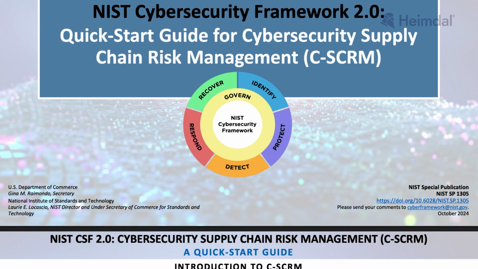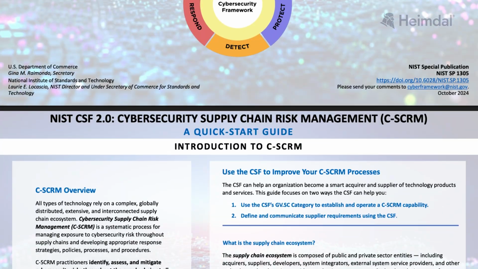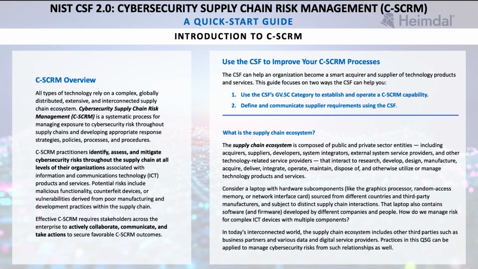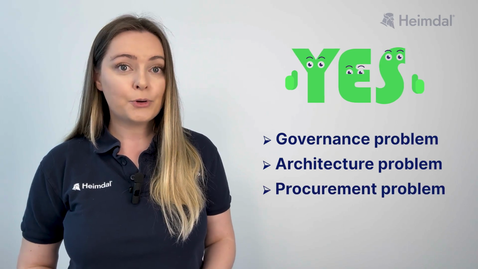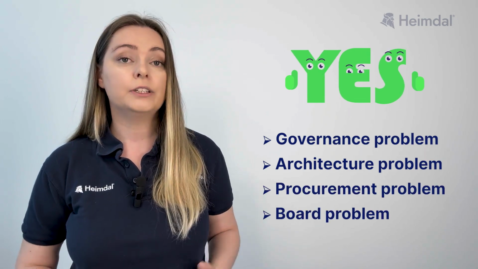NIST puts it plainly: effective cybersecurity supply chain risk management requires stakeholders across the enterprise to actively collaborate, communicate, and take actions to secure outcomes. In other words, this is not just a security team problem. It is a governance problem, an architecture problem, a procurement problem, and increasingly a board problem.